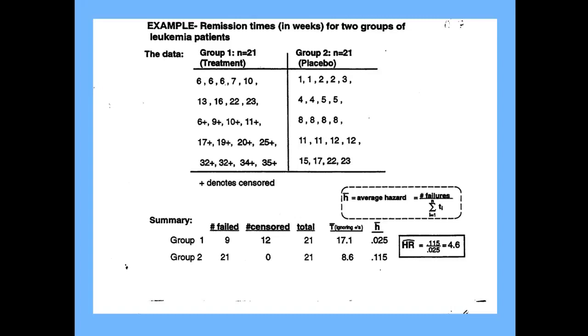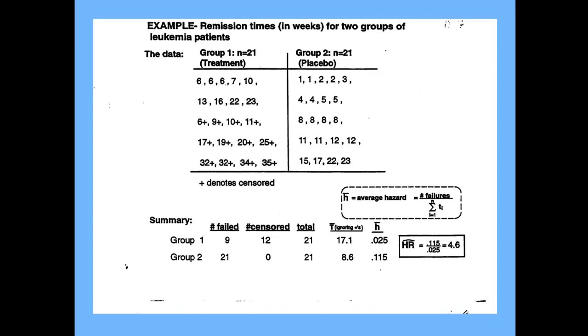So the hazard ratio would be one of these hazards over the other. Now, I could take the hazard of 0.025 and divide it by 0.115, and I'll get a number less than 1. I could say the hazard ratio comparing group 1 to group 2 is some number less than 1. If I do it the other way around, with group 2 in the numerator over group 1, I get a hazard ratio of 4.6.